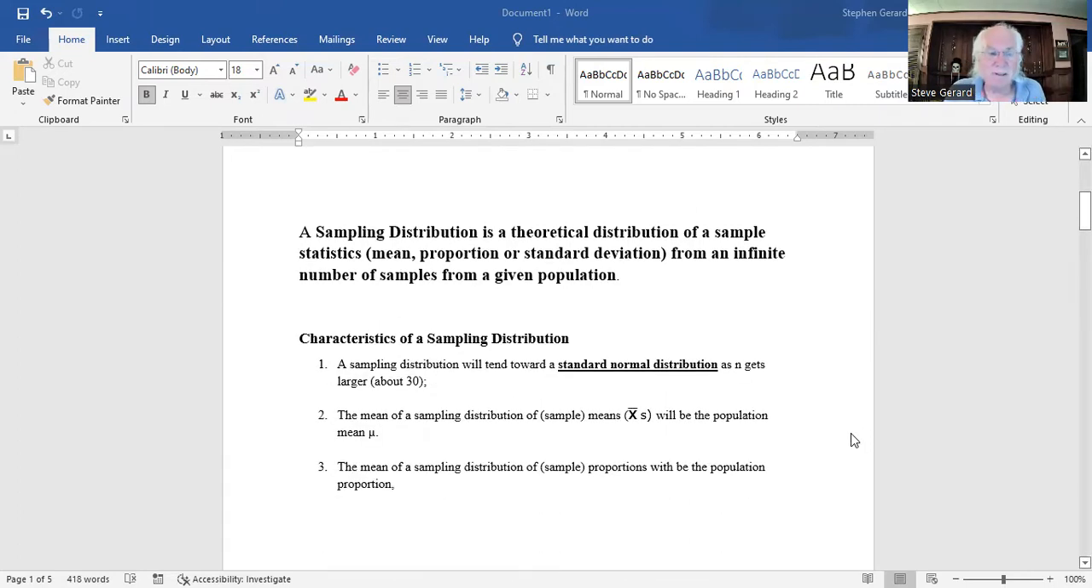Some characteristics of a sampling distribution. A sampling distribution will tend towards being a standard normal distribution as n gets larger, above 30. When you have small sample sizes, 15, 10, 12, just because you do things randomly, you can end up with some really unusual random events. If I was doing a random sample for a political poll, it is possible that I could pull a sample of 10 people from the state of Vermont.